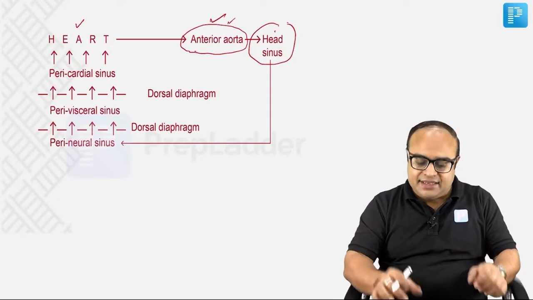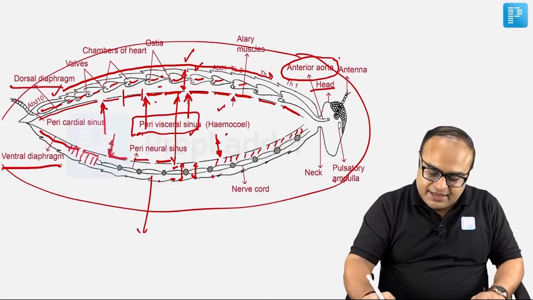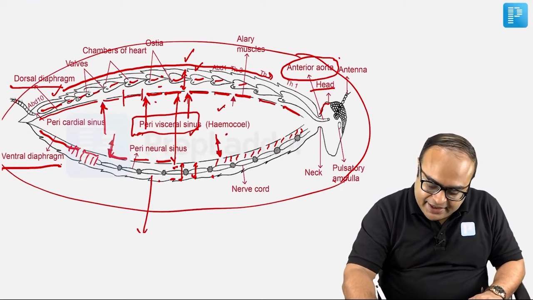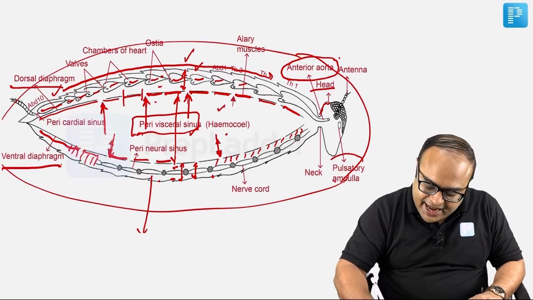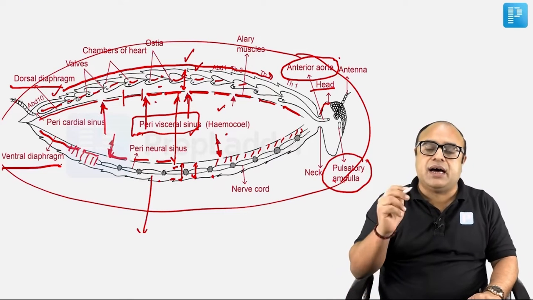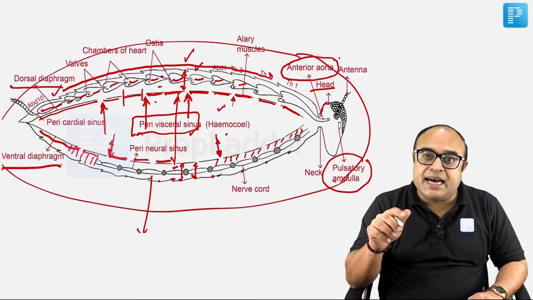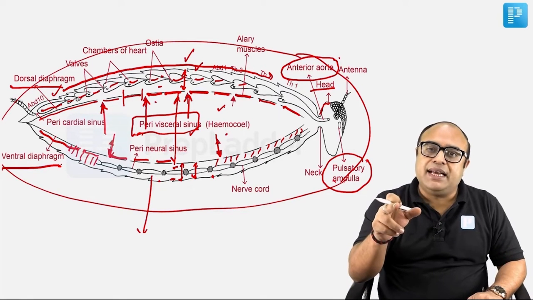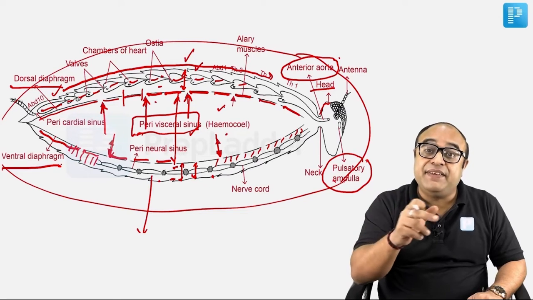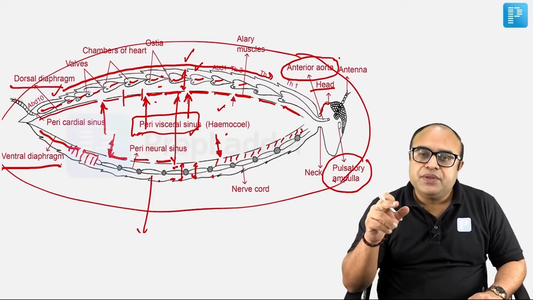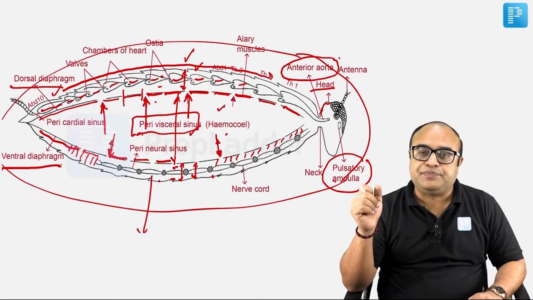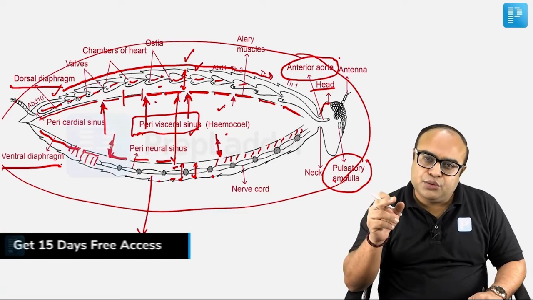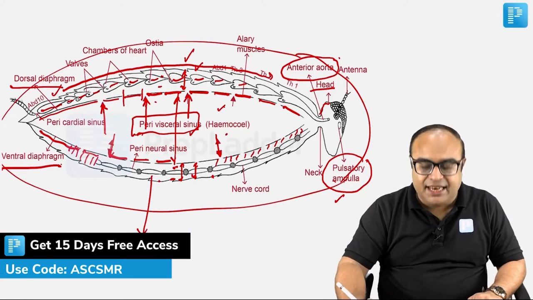So as soon as the blood reaches the head, you can see that it has a pulsatile ampulla. So the question can be asked, what is the function of this pulsatile ampulla which is present on the head of the cockroach? It supplies blood to the antenna and wings. So you must know the function of this pulsatile ampulla.